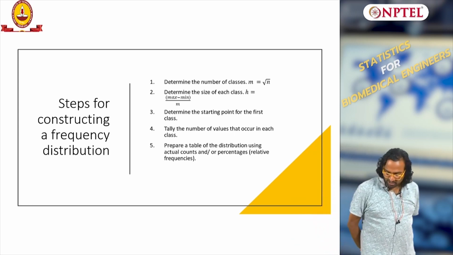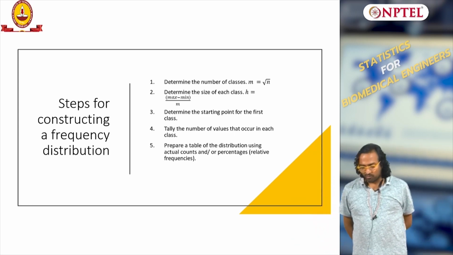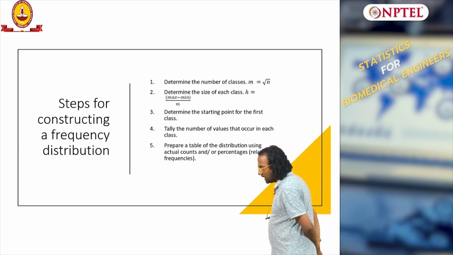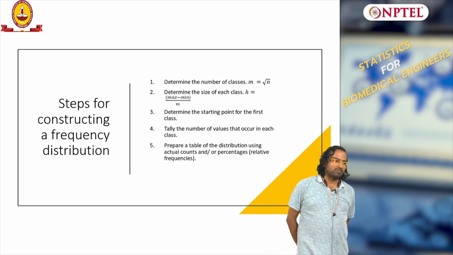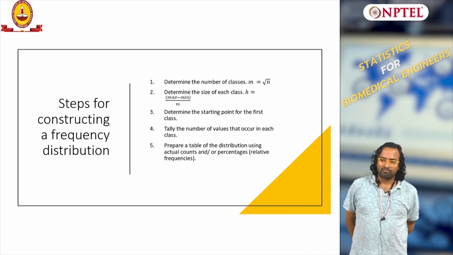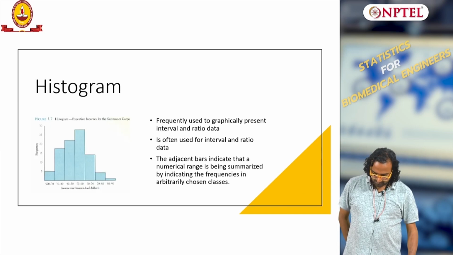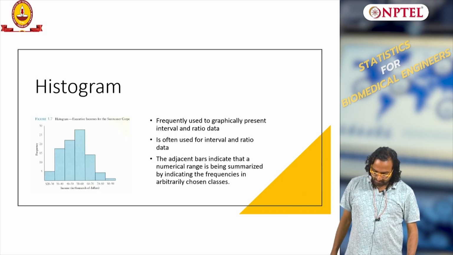Then tally the number of values and prepare a table, that is straightforward. So, the first 3 steps are the key. How many classes? m equals root n, and then the width is (max minus min) by m. So, this is a simple histogram.